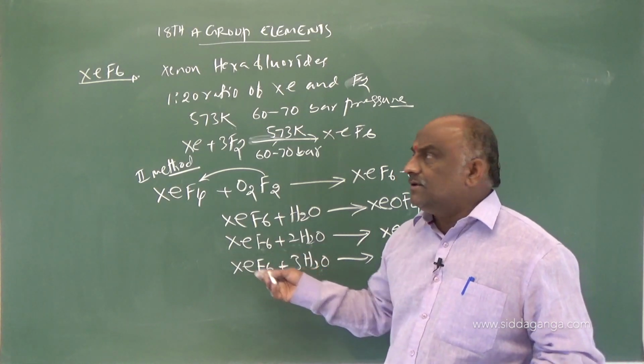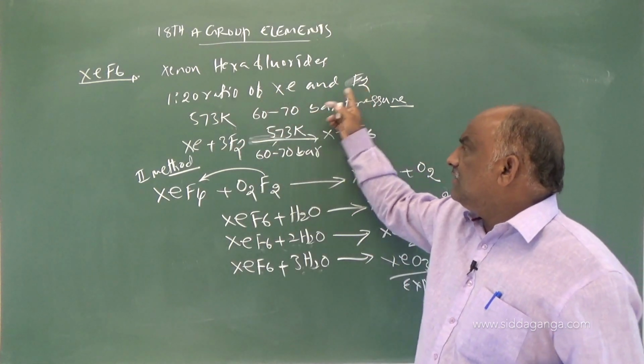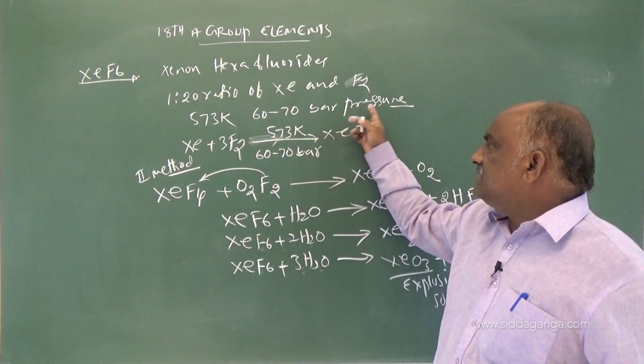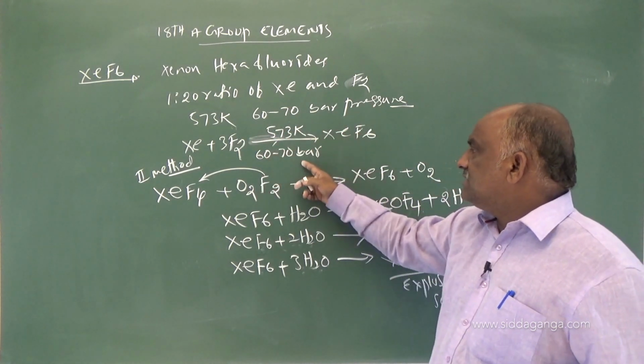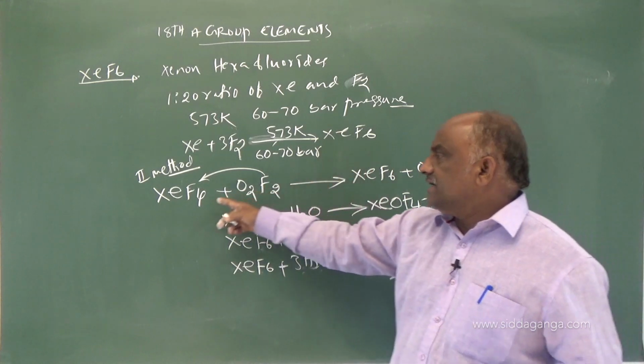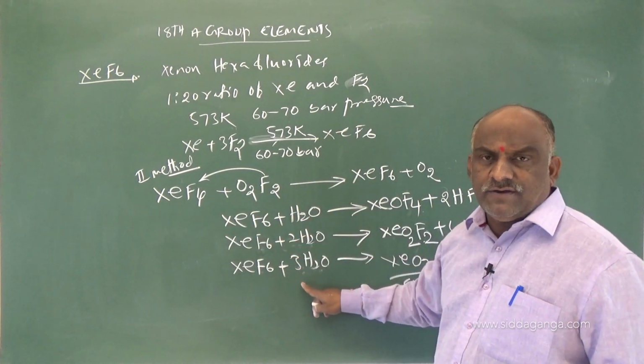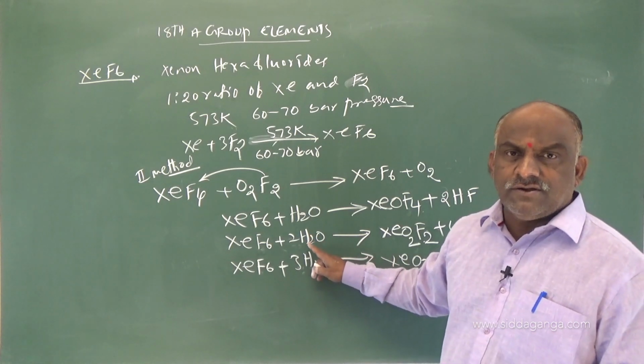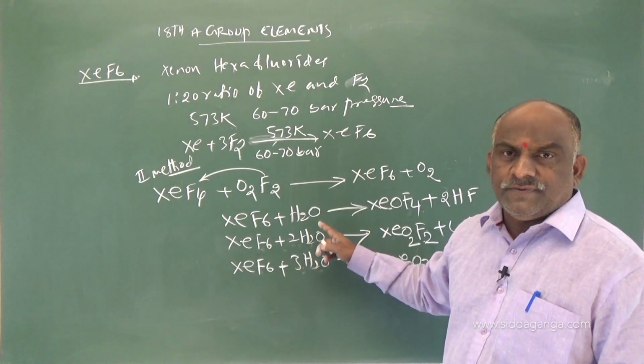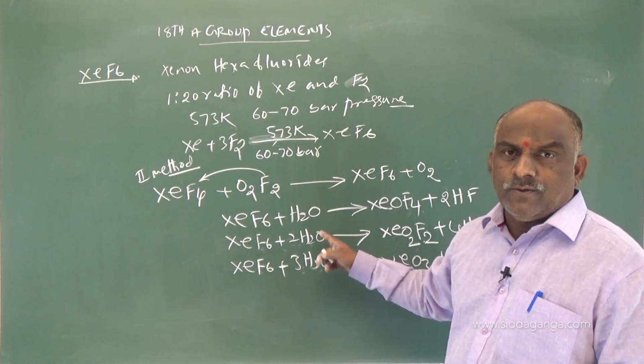This was very important. 1:20 ratio of xenon and fluorine, 570 Kelvin, 60-70 bar pressure: Xe plus 3F2 at 570 Kelvin and 60-70 bar gives XeF6. XeF4 combined with O2F2 gives rise to XeF6, and the hydrolysis reaction. Take one screenshot. I will give 5 seconds. 5, 4, 3, 2, 1.